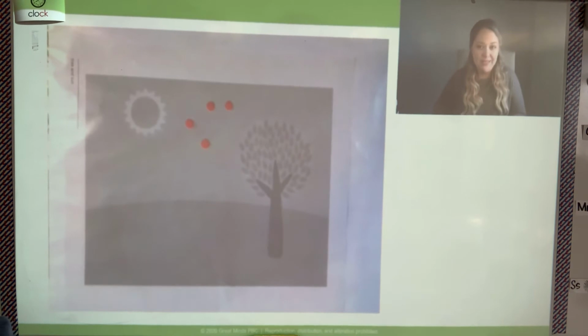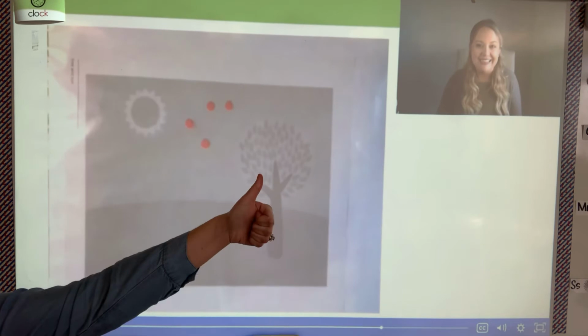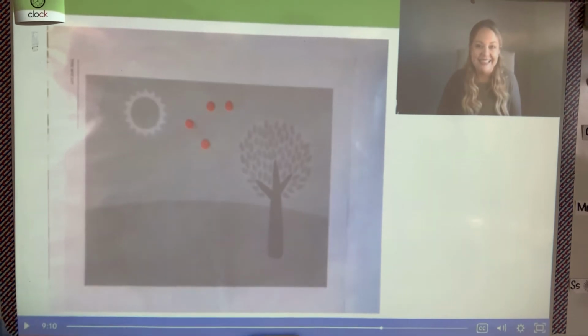Now 4 robins are on the ground eating worms. So draw the 4 robins on the ground now. Push pause to do that. Draw 4 robins on the ground eating worms. I wouldn't draw the worms, just the robin, just the dot. Give me a thumbs up again when you're done so that I know. Okay.